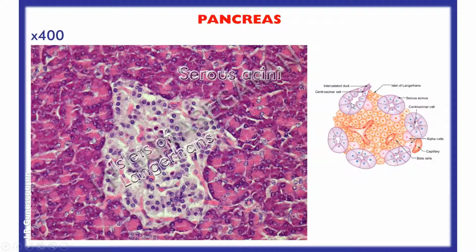Though it is made of many types of cells, two cell types can be easily made out by their staining reaction, size and position. They are alpha and beta cells. The alpha cells are large and mainly seen at the periphery and are eosinophilic, whereas the beta cells are small and mostly seen in the center and are basophilic.